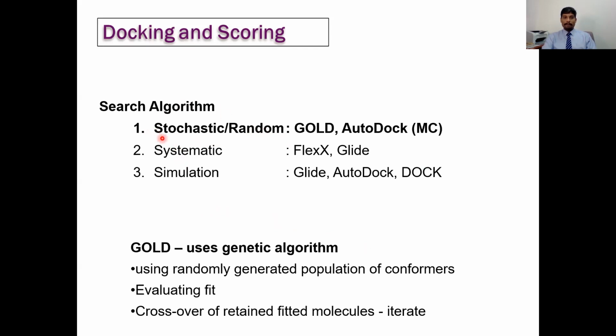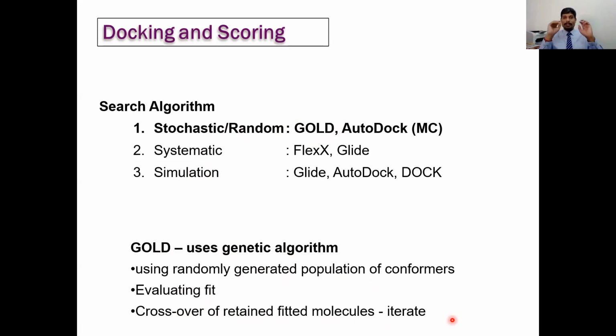It follows the genetic algorithm. Examples are Gold and AutoDock. AutoDock we saw last week; it is software where we do docking, and Gold is another famous one, which also follows the stochastic method. What does it do? It uses the genetic algorithm: using a randomly generated population of conformers, evaluating the fit, crossing over the retained fitting molecules, and then iterating.